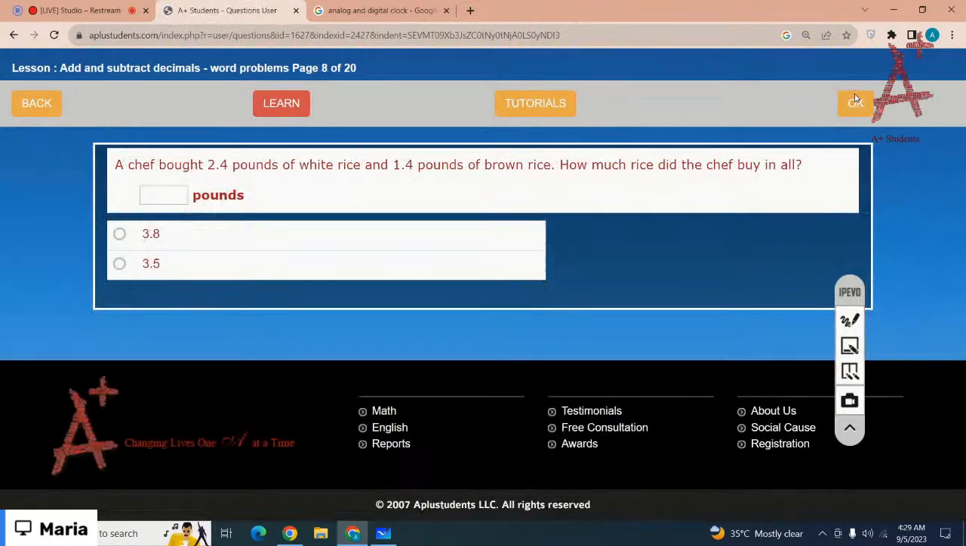A chef bought 2.4 pounds of white rice and 1.4 pounds of brown rice. How much did the chef buy in all? So what do you have to do, add or subtract? You have to add, right? Because you have to see how much rice the chef bought in all. So you add 1.4 and 2.4, which is 3.8.